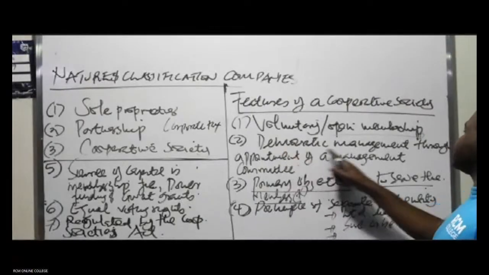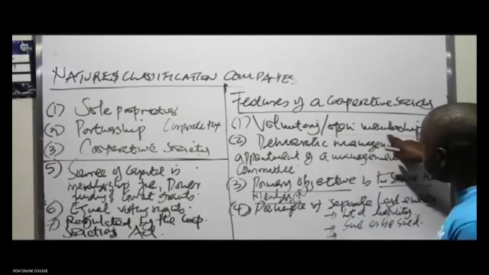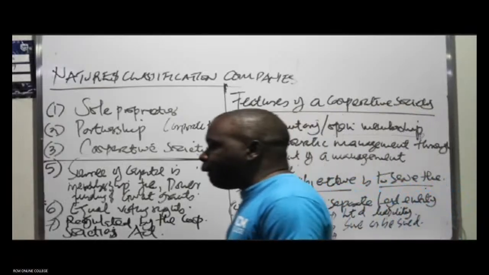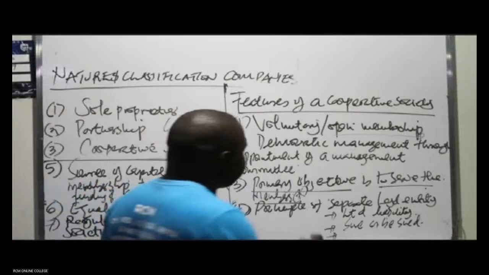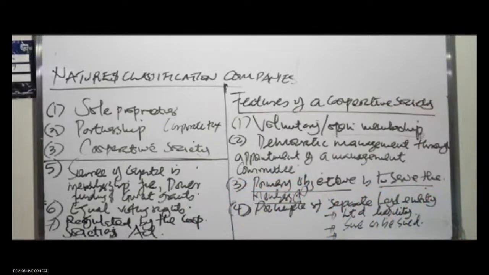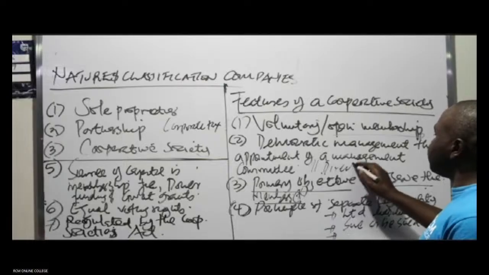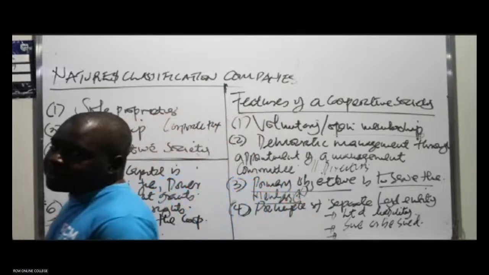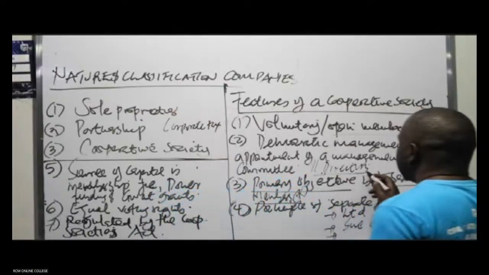Then there's what we call democratic management, through the appointment of a management committee. What happens here? The members of that cooperative society choose amongst themselves who will be their chairman, who will be the secretary, who will be the treasurer. They appoint a committee among themselves, which will manage the affairs of that cooperative society. But in a company, we appoint directors who are not necessarily the initial members or the members of the company. But eventually they become members because they take up something we call qualification shares.